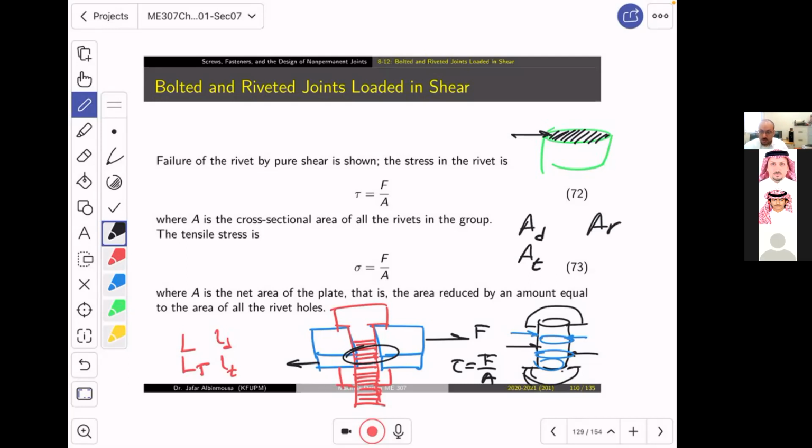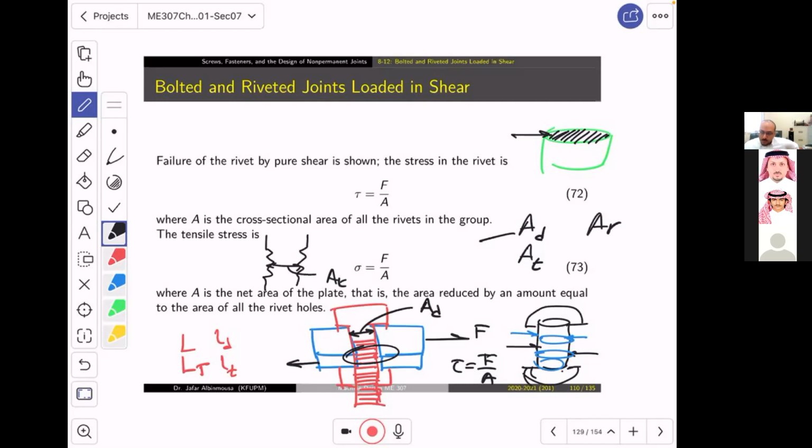Yes, AD is the major diameter area. AD is the area here. What is AT? It's an approximate area, the area of the threaded part, somehow an average area. Yes.